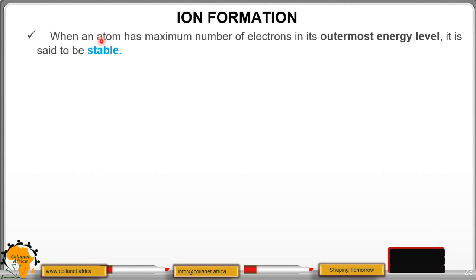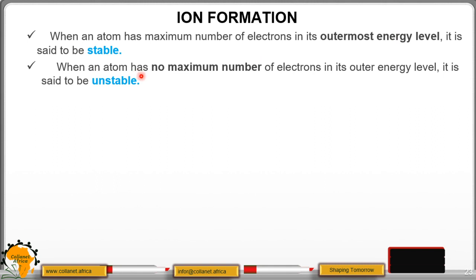When an atom has the maximum number of electrons in its outermost energy level or shell, it is said to be stable. That is, the maximum number may be 2 or 8. So when it has the maximum number of electrons in the outermost energy level, it is referred to as stable. On the other hand, when an atom has no maximum number of electrons in its outermost energy level, then that atom is said to be unstable.